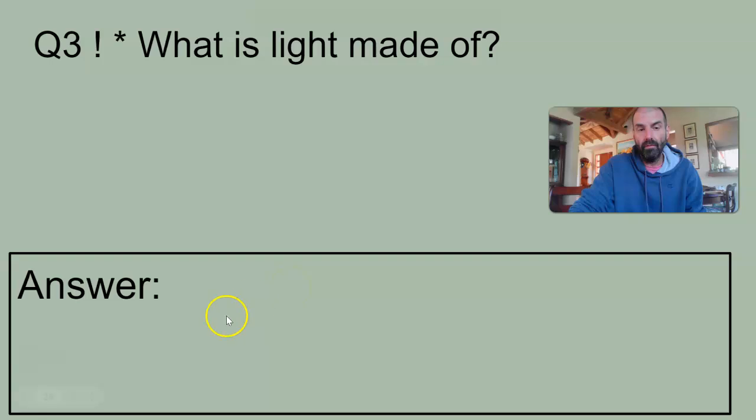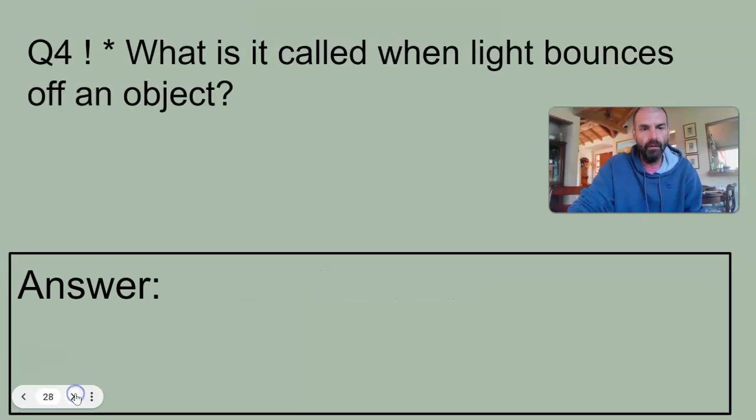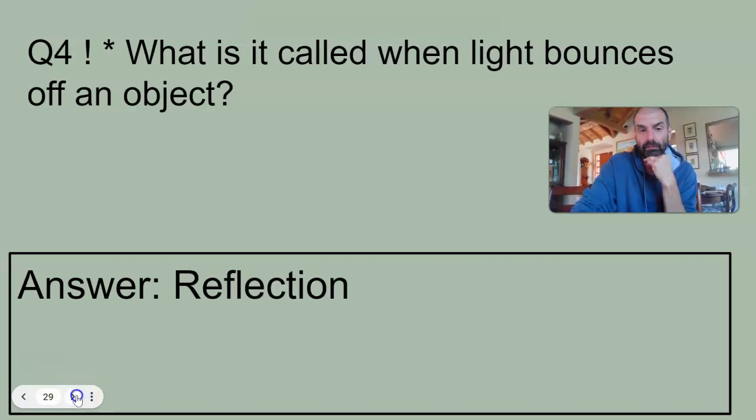What is light made of? 3, 2, 1. Energy, photons, either is correct. What is it called when light bounces off an object? I said that very briefly when I smacked my hand, but now that I think about it, that's wrong. It bounces, but it doesn't really hit. I don't know what kind of contact we're thinking about here. That's a good question. But we call that reflection.